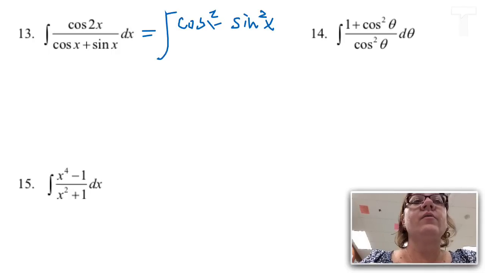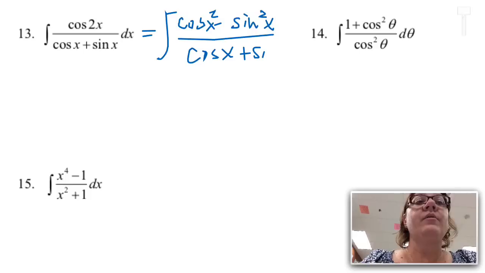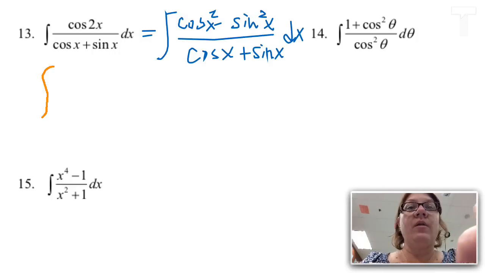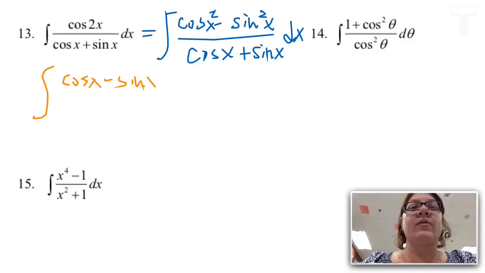Oops, forgot the x's. Because then something super magical happens. And when I look at the top, I go, oh my gosh, OMG, it's a difference of squares. So I could factor that puppy. Remember, difference of squares is one of them is plus and one of them is minus.